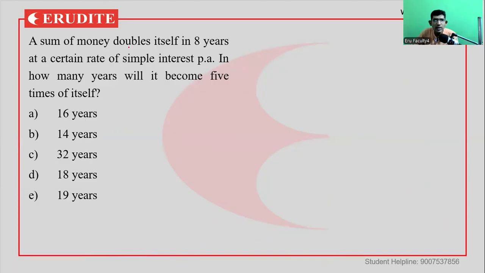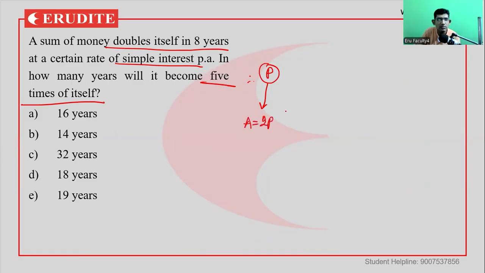It says a sum of money doubles itself in 8 years at simple interest. In how many years will it become 5 times of itself? We can do it by writing the formula, but that will take long. So let's take my principal as P. After 8 years it becomes double, meaning the amount becomes 2P. So if amount is 2P, then what is my interest? Interest is simply amount minus principal, which is P. So we get P interest in 8 years.